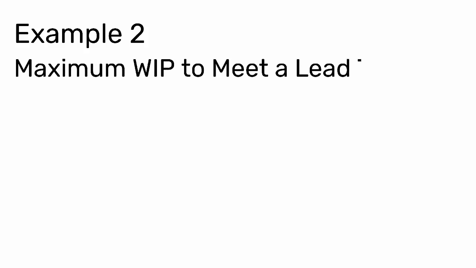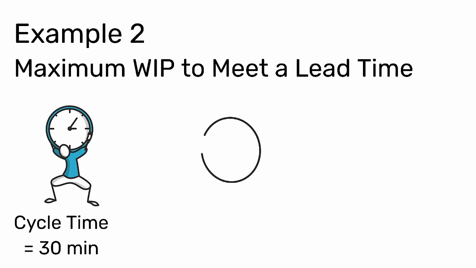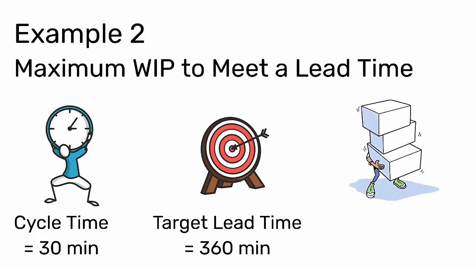Example 2. Finding the maximum work in progress to meet a given lead time. Cycle time equals 20 minutes. Target lead time equals 6 hours, which is 360 minutes. Work in progress equals 360 divided by 20 equals 18 items. So I should not allow more than 18 items into the process if I want to meet my waiting time goal.